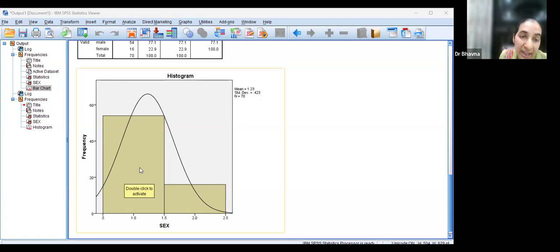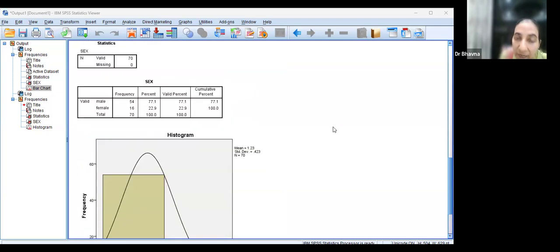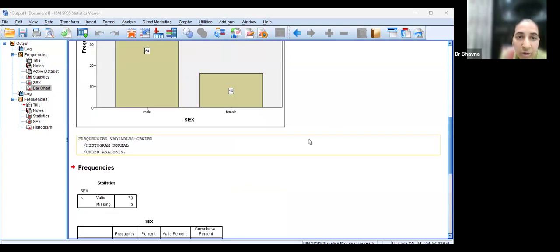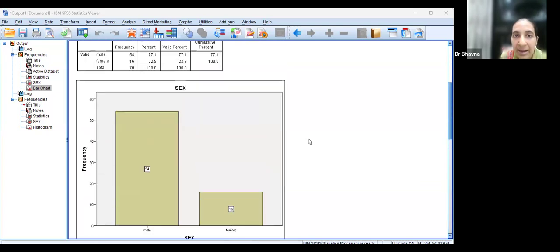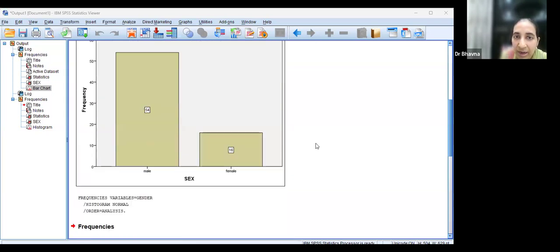But the point that I want to emphasize here is that although SPSS or any software for that matter will give you a diagram, it does not mean that the diagram that you have clicked on is correct. You have to have a conceptual understanding of what diagram is to be drawn for what data. Since we clicked on bar diagram for the male-female category here, it gave you a bar chart with data labels.